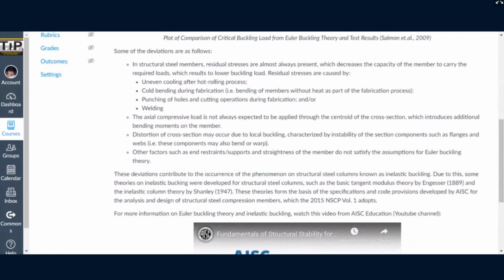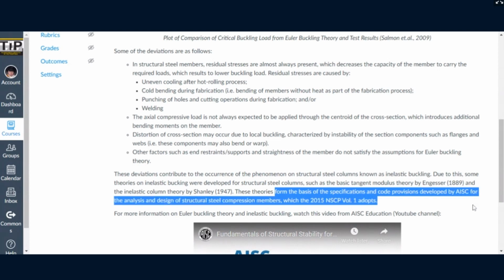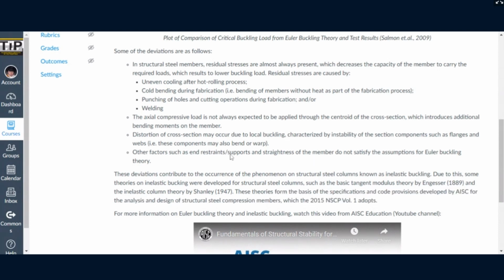Okay? So, some theories on inelastic buckling were developed, considering all of these factors, such as the basic tangent modulus theory by Engesser and the inelastic column theory by Shanley. However, we will not go into these theories in detail. So, the important thing here is you are familiar that there are such theories. And these theories explain and form the basis for our code provisions. So yung mga formulas natin na nasa code for the design of compression members, the rationale behind those are these theories. So there you have it.